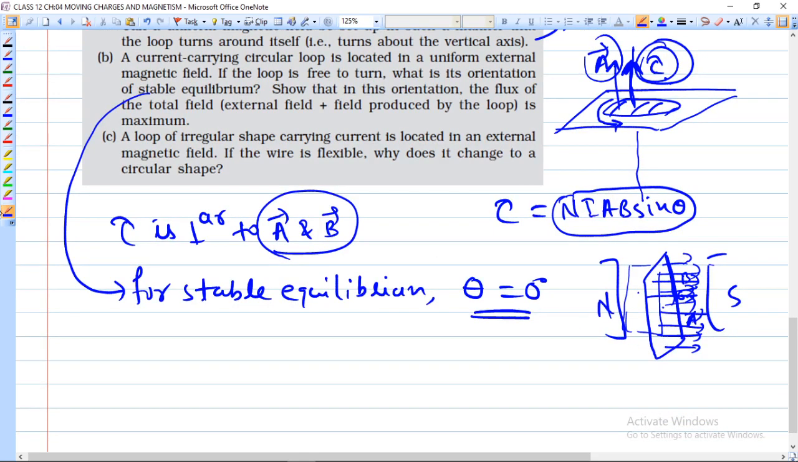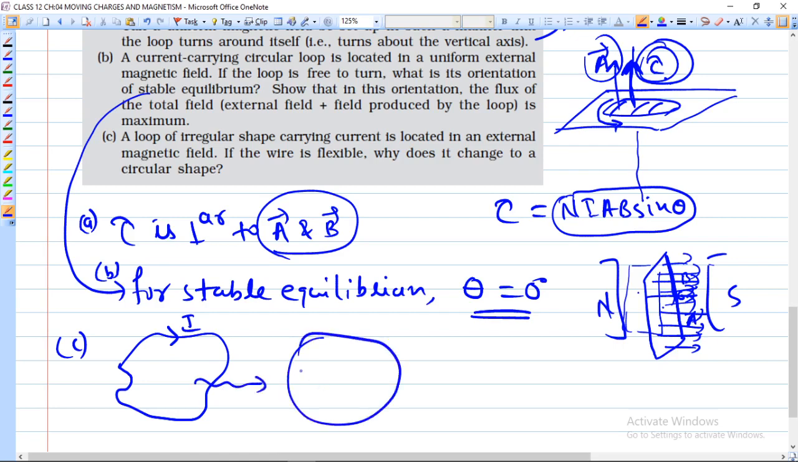Okay, so this is part B, and this is part A. A loop of irregular shape carrying a current I is placed in an external magnetic field. If the wire is flexible, why does it turn into a circular shape? As we place it, why does it get turned like this?